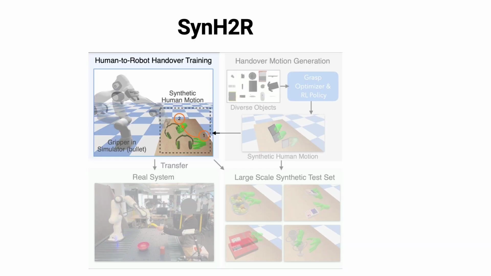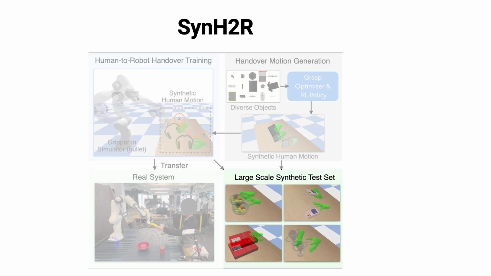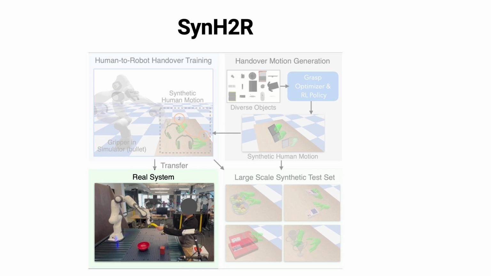Using these synthetic motions, we now train a vision-based policy that teaches the robot to grasp objects from the human. After training, we use a large synthetic test set to evaluate our policies in simulation. We also transfer to a real system to evaluate how well the system works with real users.